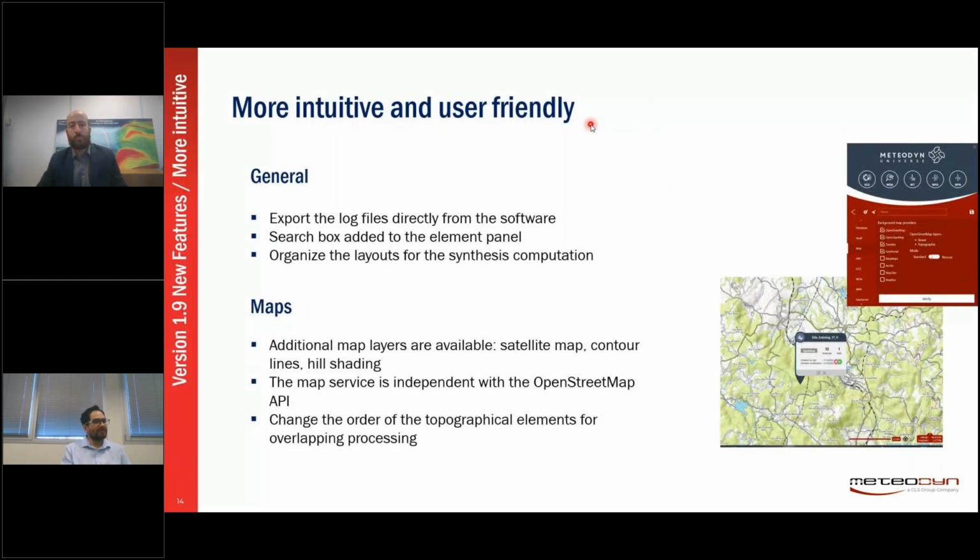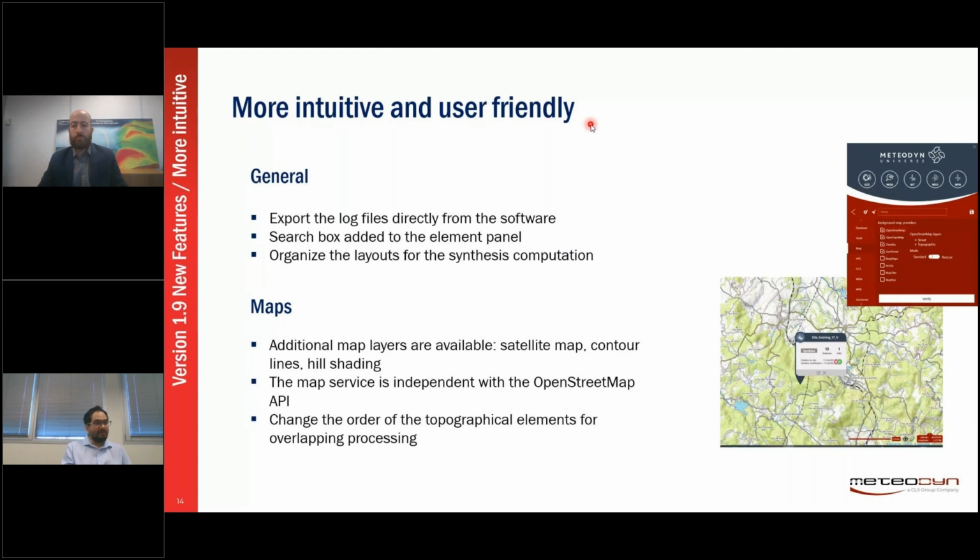Again, some functionalities to make things easier for you. Now you can export the log files directly from the software; before, you had to go into a specific folder. Now you can do it from the software. Now you can look for elements, and there's a search box added to the element panel. So in case you have many elements, you can look for one. Before, like I said, if you had 200, 300 wind turbines, it was hard to find. You can also organize the layouts for the synthesis computation. This has been made much easier for large layouts.